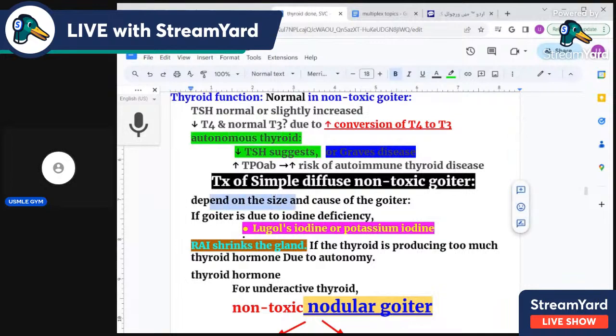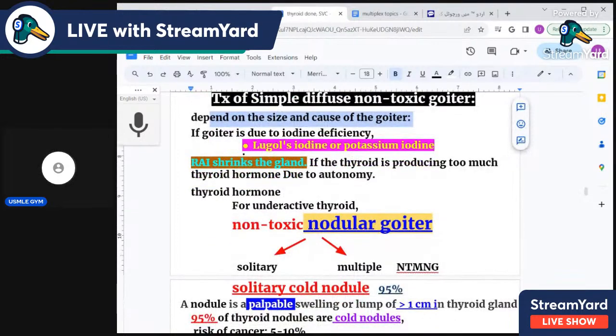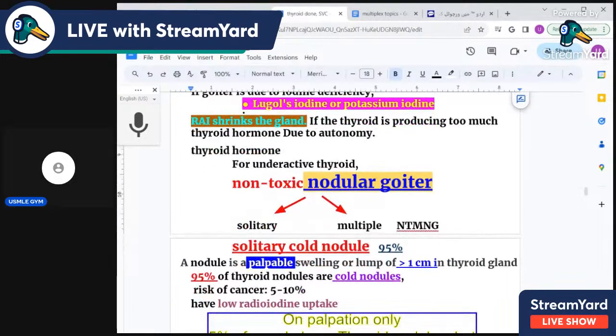Now, the treatment of simple non-toxic diffuse goiter. The treatment depends on the size and the cause of the goiter, whatever the cause we have just discussed. And if goiter is due to iodine deficiency, what's the treatment? The treatment is not thyroxine, it's Lugol's iodine or potassium iodide. Radioactive iodine treatment shrinks the gland if it's given. So if the thyroid is producing too much thyroid hormone due to autonomy, it's radioactive iodine that shrinks it. Thyroid hormones are given for an underactive thyroid gland.